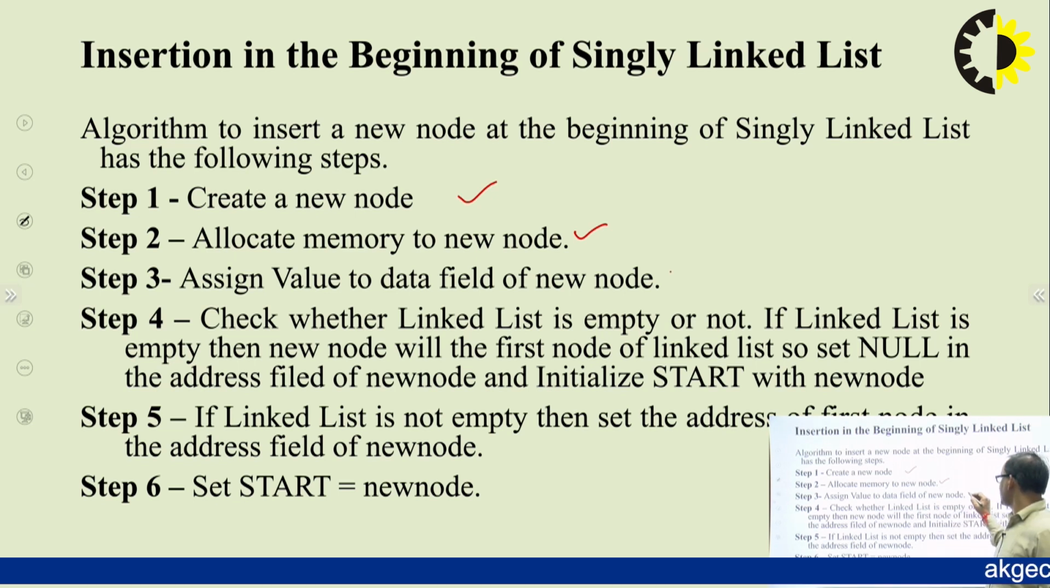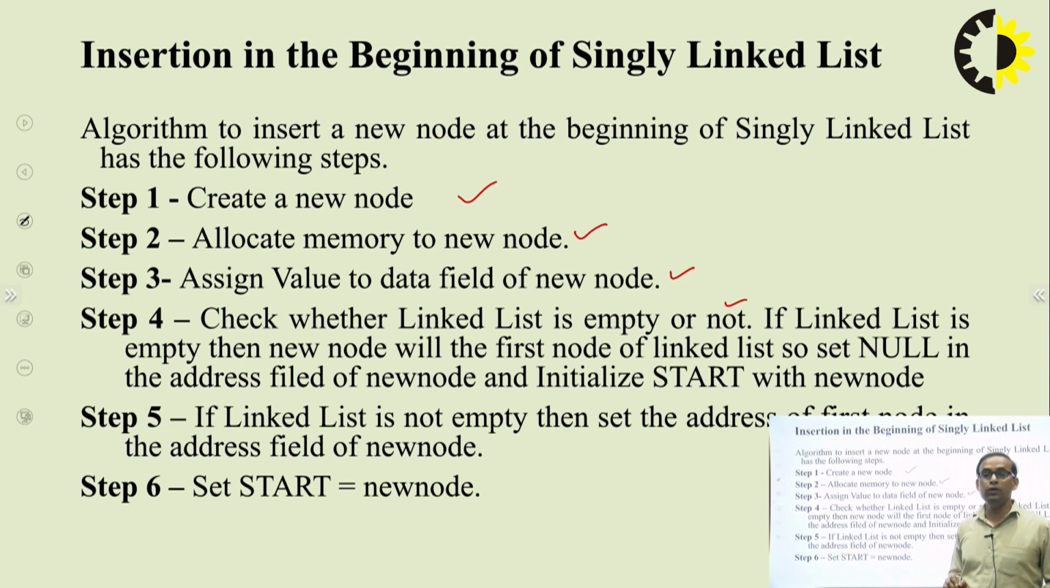After that, step 3, we will assign the data field value of the new node. Since a node of a single linked list contains two fields, a data field and an address field, at first we will assign the value of the data field. In the next step, we will check whether the linked list is empty or not. It means if the linked list is empty, then the node we are going to insert will be the first node. In that case, we will set null in the address field of that particular node.